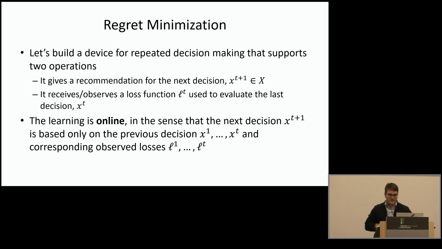And regret minimization is also called online convex optimization, and it's online in the specific sense that this device outputs recommendations or decisions only based on the past recommendations or decisions and the past observed losses, right? So the new decision is in this sense online.